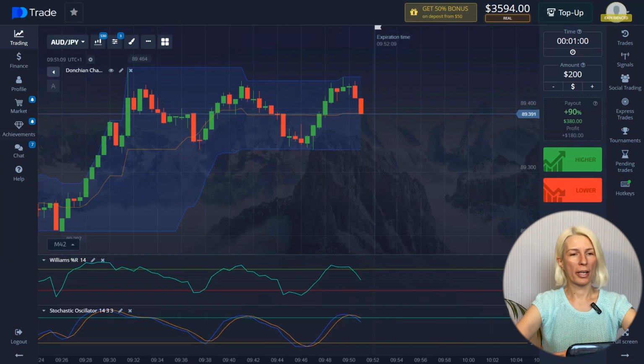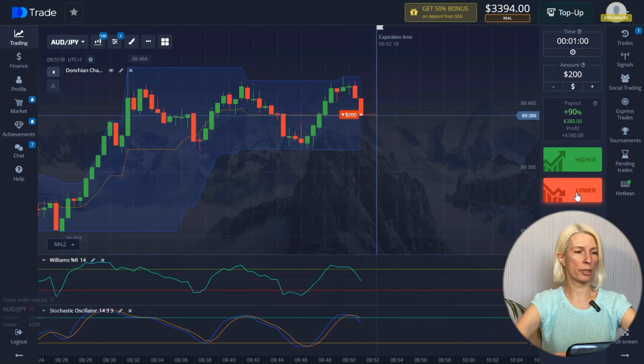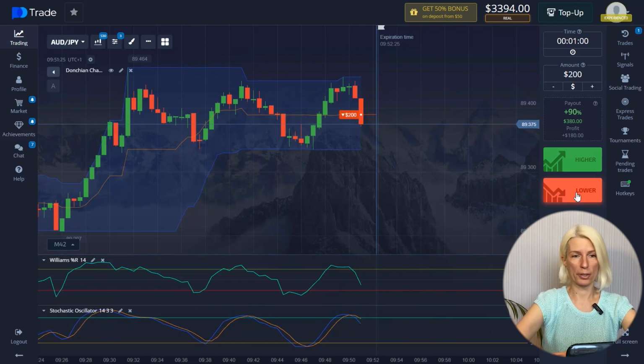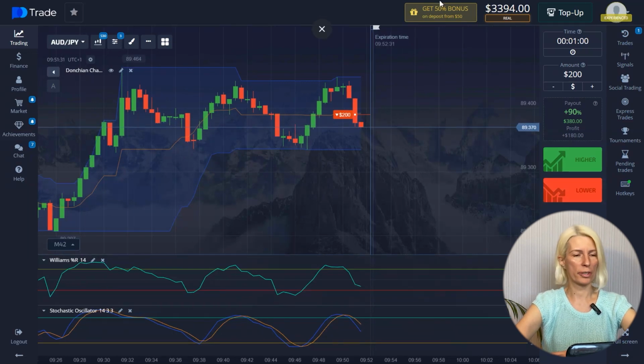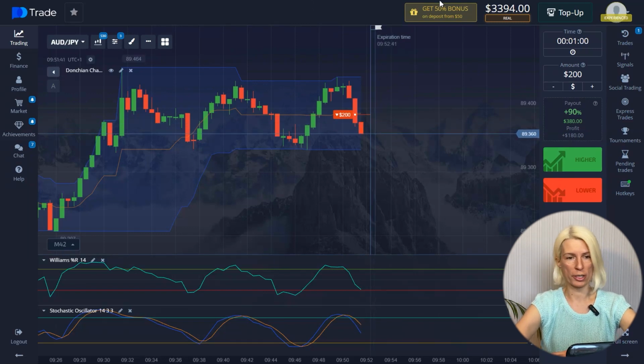Moving on, the price is actively declining, rebounding. I open a down trade for 1 minute. The amount is $200. When entering the trade, I took into account the decline in price that had begun and its desire to reach the middle line of the downtrend indicator, and also a clear signal of the stochastic and Williams percent range indicator about a possible price reduction.